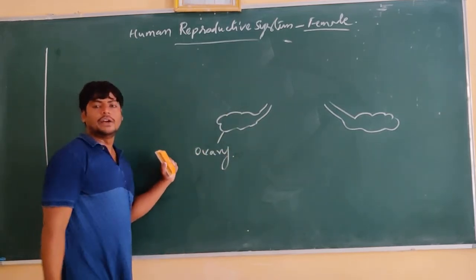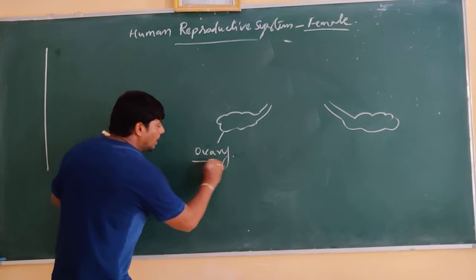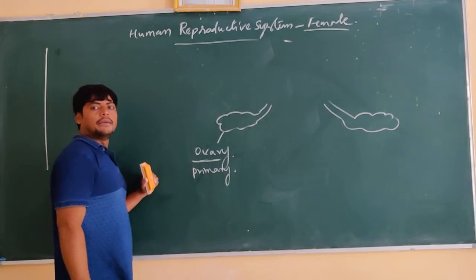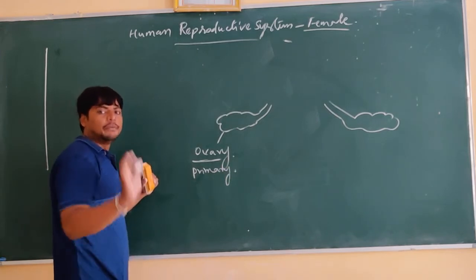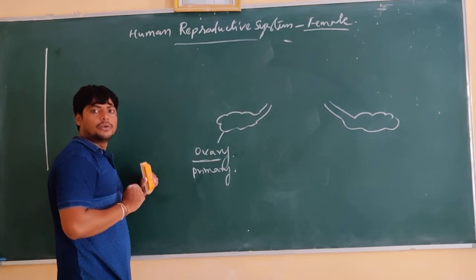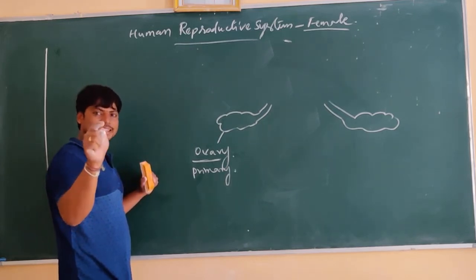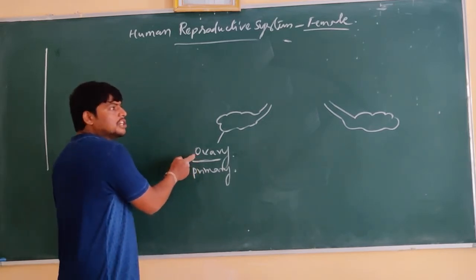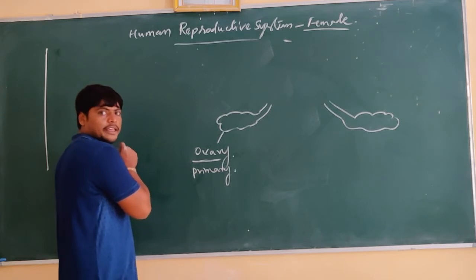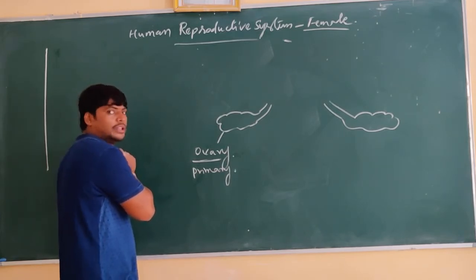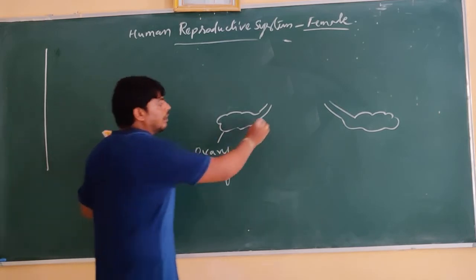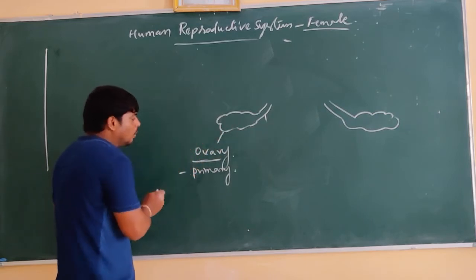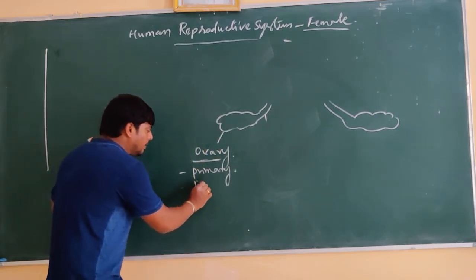A pair of ovaries is present, and the ovary is called the primary reproductive organ in female. What is the primary reproductive organ in male? Testis, and in female it is the ovary. These ovaries found in the female body are connected to the uterus by a filamentous structure, that is a ligament.